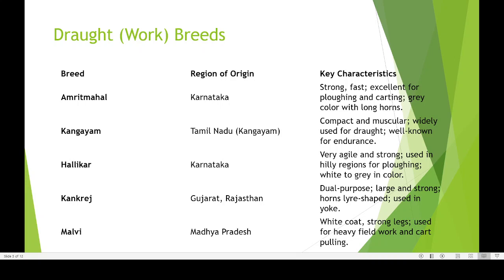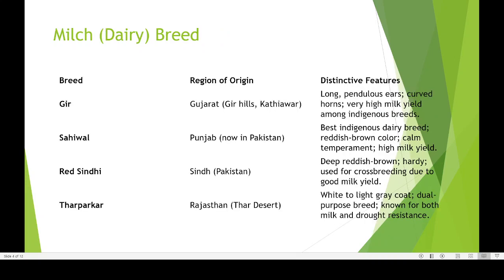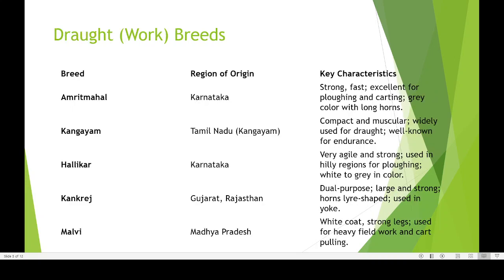So you should be able to at least remember and give an example for some draught breed, or work breeds. You will have to remember the features of them. Here, only Tharparkar is white or light grey in color. All other breeds are brownish in color. So some features you should be able to remember. I will show pictures of all this.